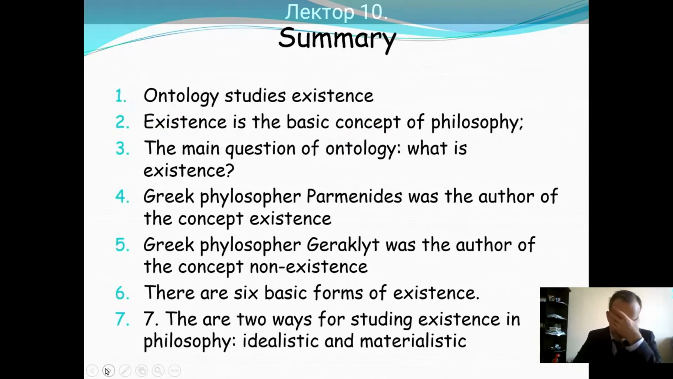Okay, what we can tell about ontology in general. Ontology is a section of philosophy that studies existence. The creator of ontology was a German philosopher, Rudolf Buclinius. Existence is the basic concept of philosophy. If we use existence, we can describe all processes and events in the world around us. We can describe a development of nature, society, state, human, and so on. This is not only a basic concept of philosophy, this is a universal concept of philosophy.